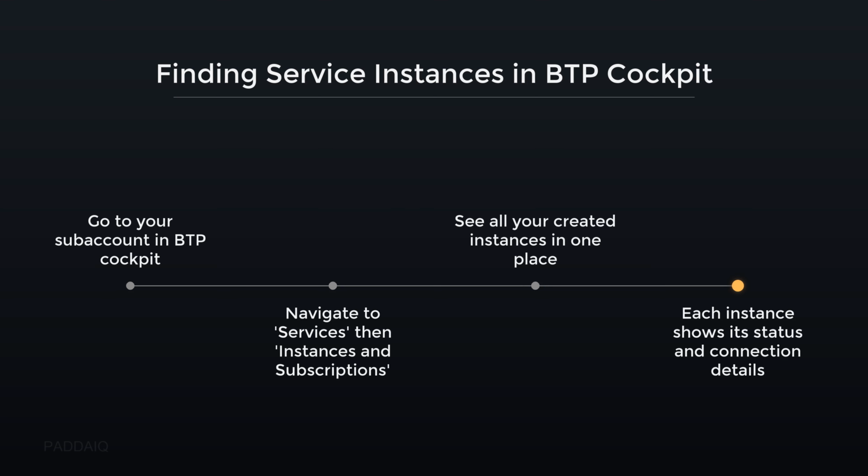Each instance shows its status and connection details. This means for every service you create, the cockpit displays if it is ready or has issues, plus the info needed to link your apps to it. For example, a database instance would show ready status and its connection URL. This visibility helps you manage and troubleshoot your services effectively.